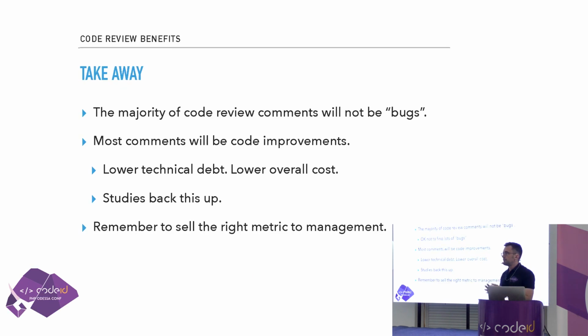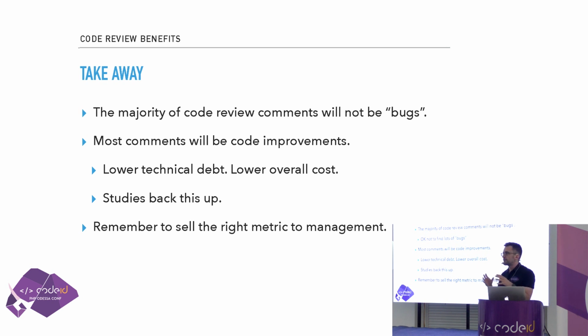This, I think, is a really important takeaway. The majority of issues we find in code review will not be traditional bugs. If you're doing your code review and thinking, I'm not finding that many actual bugs, but you're finding all these evolvability issues, that is fine. That's good. Most of the comments will be, look, this is how we improve the code. The lower the technical debt, the lower the overall costs. There is still a lot of business benefit in doing this, and there are studies to back this up.